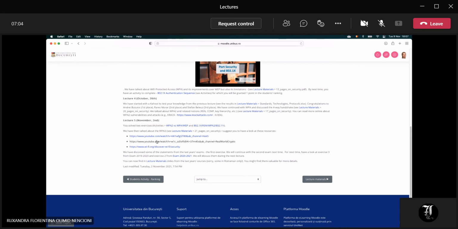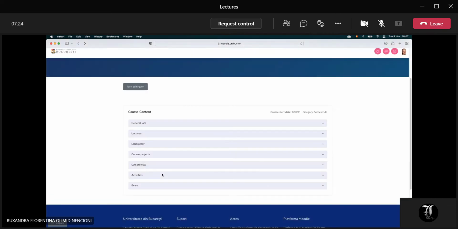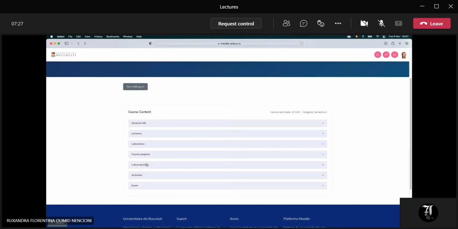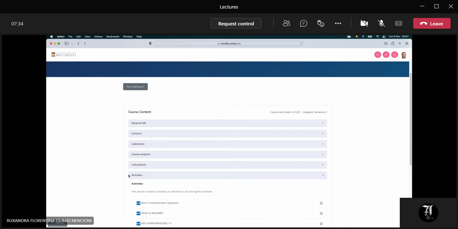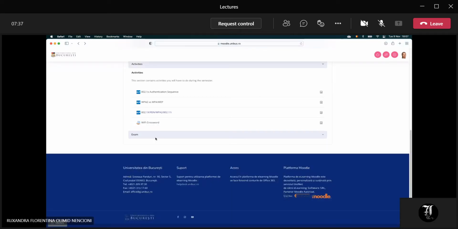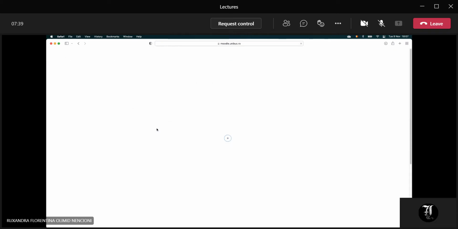So that we discuss the exercises from the last years, because it's even for you an example of something similar that you can have even this year for the exam. So we will continue with this now. I also want to add something because we finished the Wi-Fi part. You have another activity here, a Wi-Fi crossword.